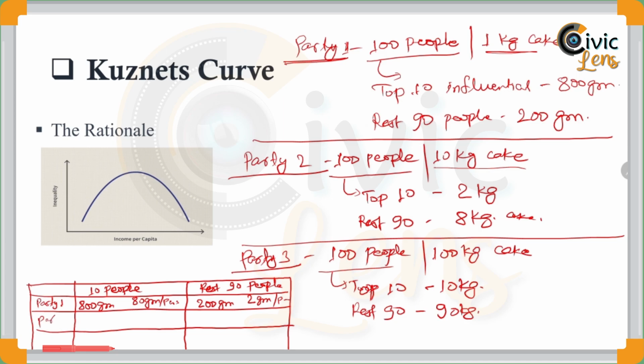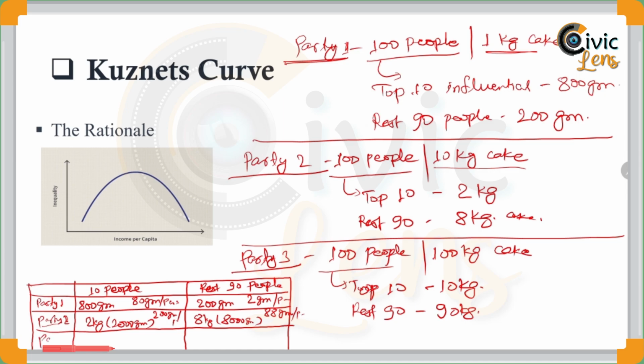What is happening in case of party 2 is that these top 10 people are able to get 2 kg of cake, that means 2000 gram of cake. So if you divide it by 10, that will be 200 gram per person, right? And these rest 90 people are getting 8 kg of cake, that means 8000 gram. So if you divide it by 90, it will be something around 88 gram per person, right?